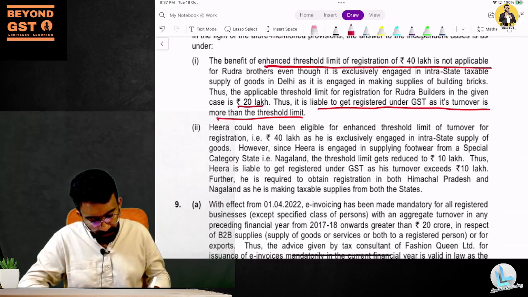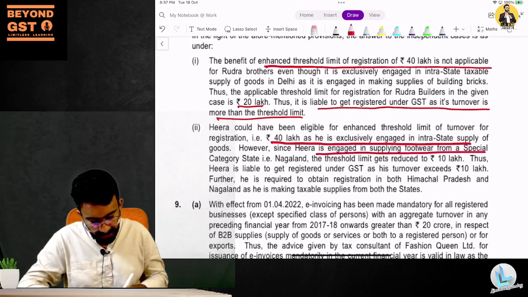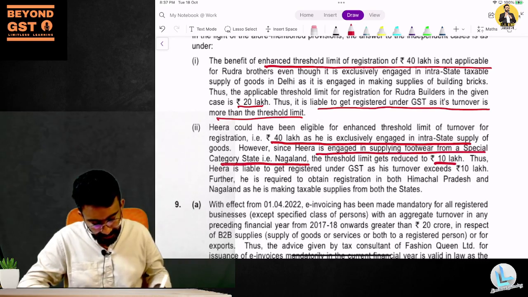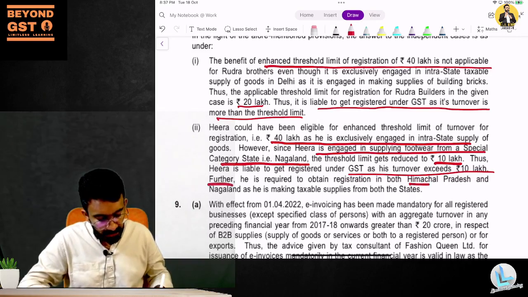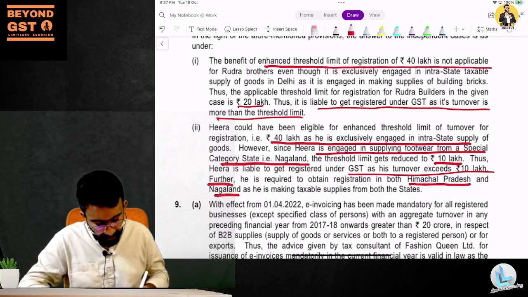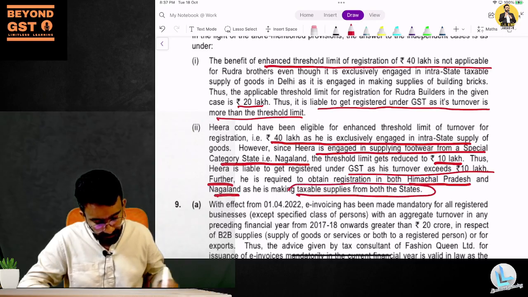Hira could be eligible for enhanced threshold limit of registration of 40 lakhs. However, Hira is engaged in supply of footwear from special category state Nagaland, limit is 10 lakh. Thus, liable to get registered when the turnover exceeds 10 lakh. They have to take registration in both Himachal Pradesh and Nagaland where they are making taxable supply.